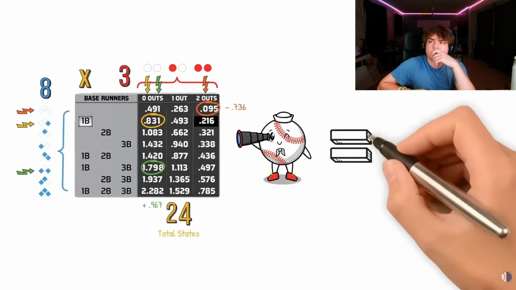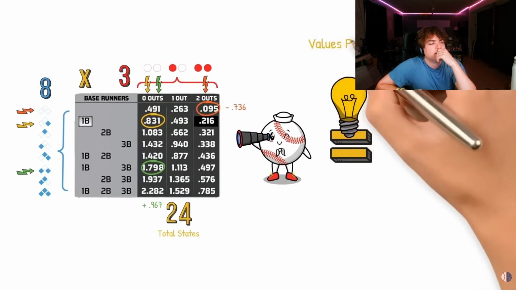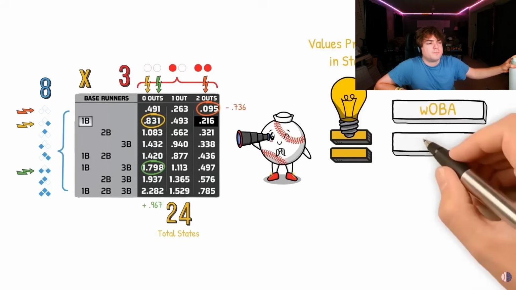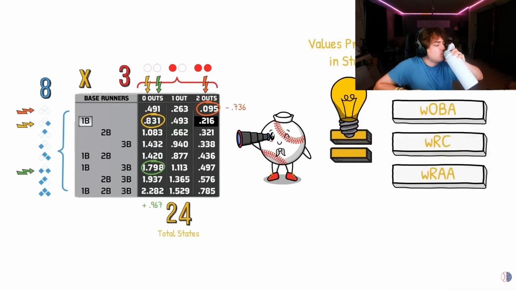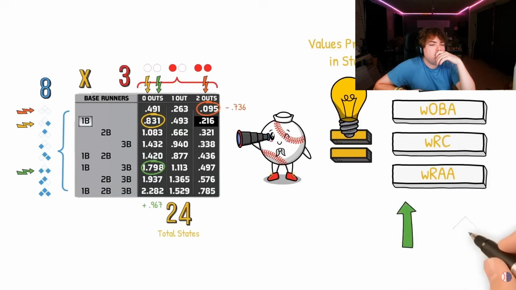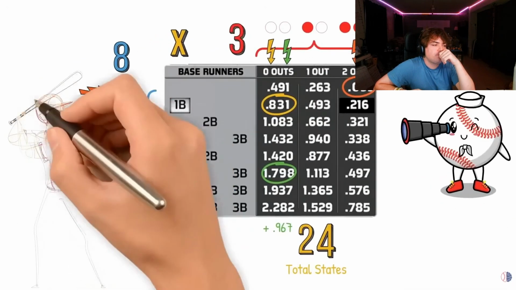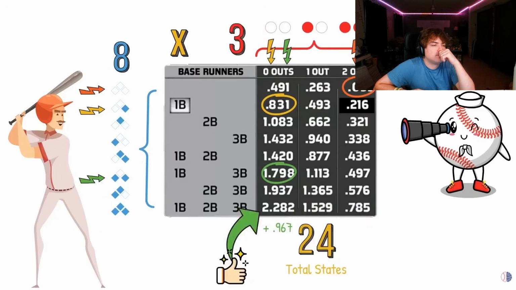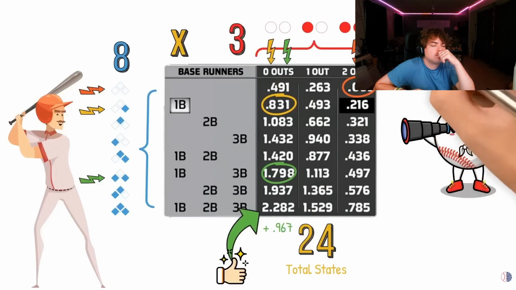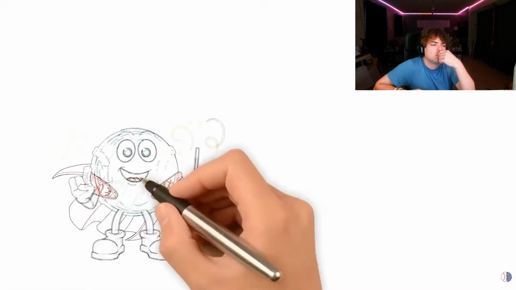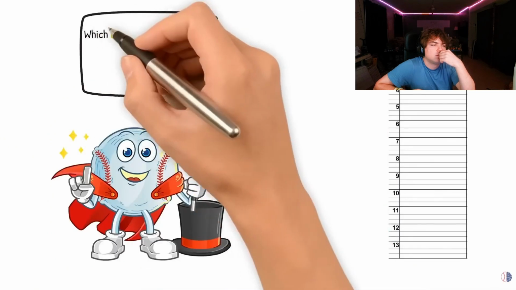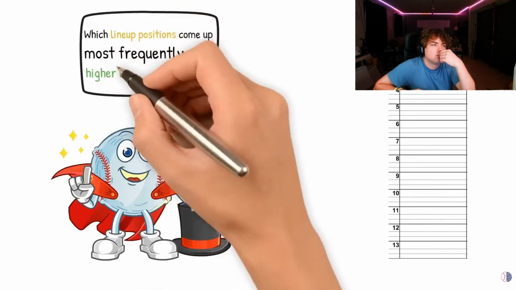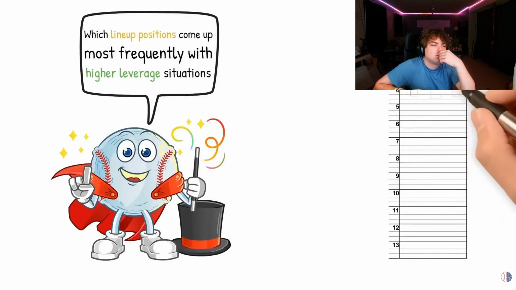This is the same idea that goes into the values produced in stats like wOBA, weighted runs created, or weighted runs above average. How much does a certain outcome improve our team's expected ability to score more runs? Better hitters will help create better expected outcomes. You can use RE24 to answer the question of, did this player add value in this moment or lose it? And you can take this all a step further to see which lineup positions come up most frequently with higher leverage situations, and look to line up your best hitters there.